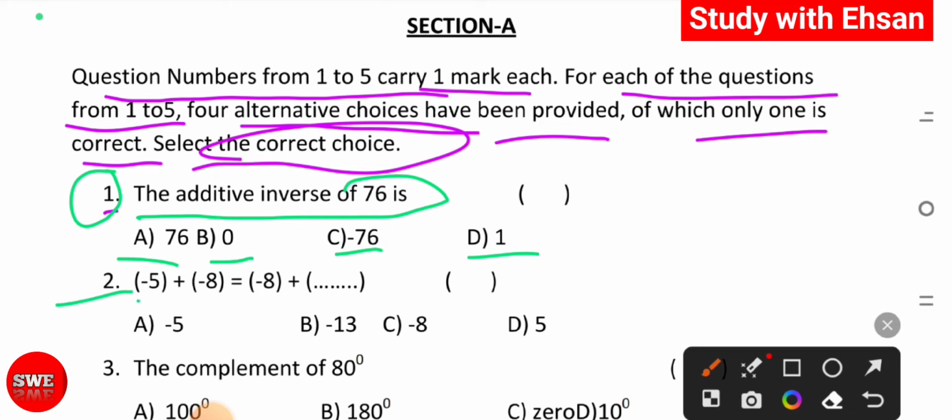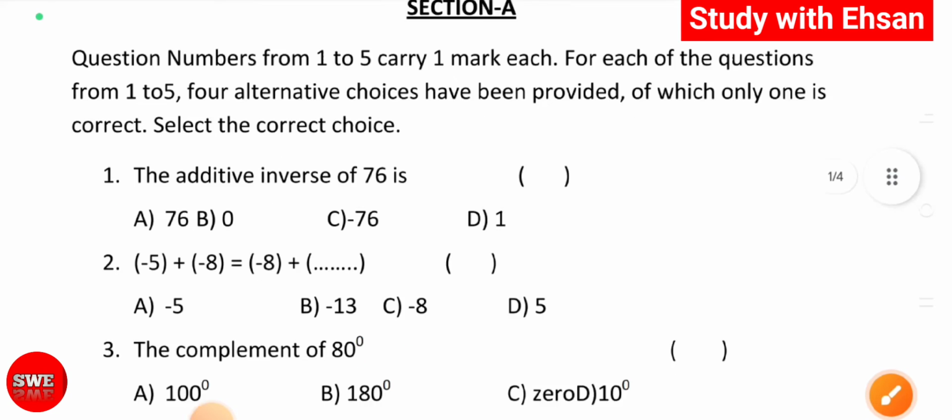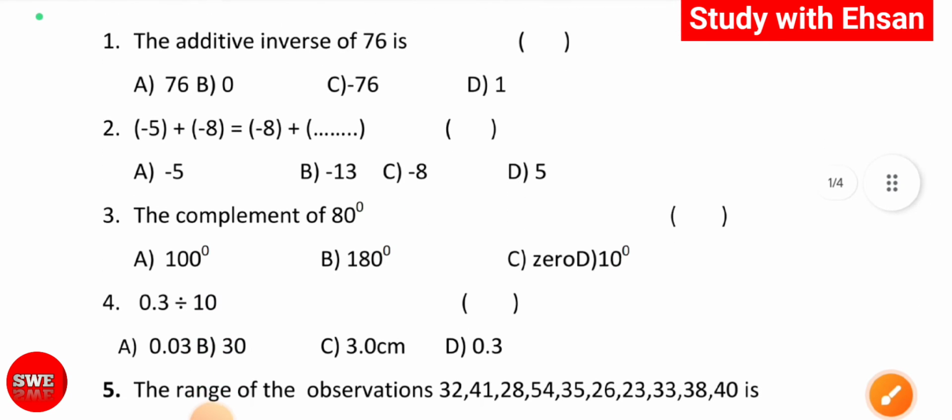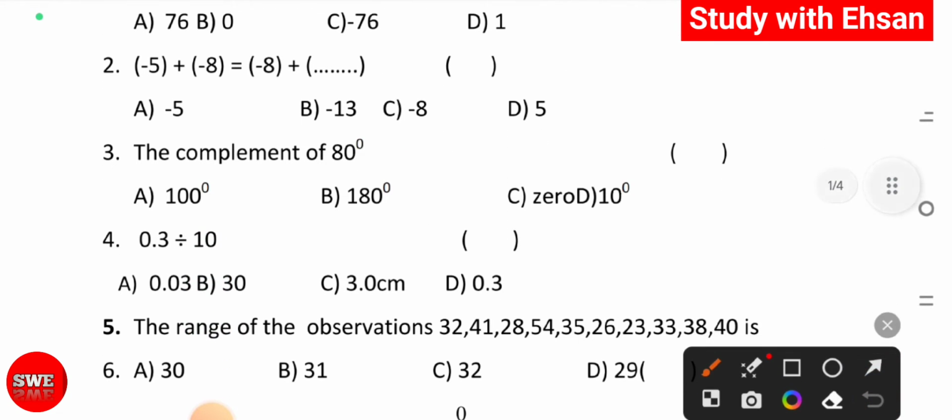Question number 2 is before you: minus 5 plus minus 8 equal to minus 8 plus what? You have to fill in the blank with one of the numbers given in 4 alternatives. Options are minus 5, minus 13, minus 8 or plus 5. Okay, this is question number 2. First understand each and every question and then attempt, and don't take more than 90 minutes, and it will be better if you solve these questions in 80 minutes.